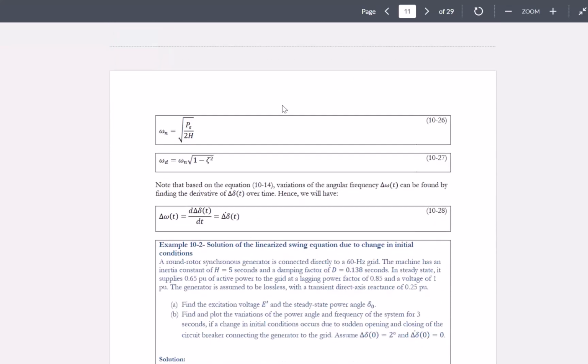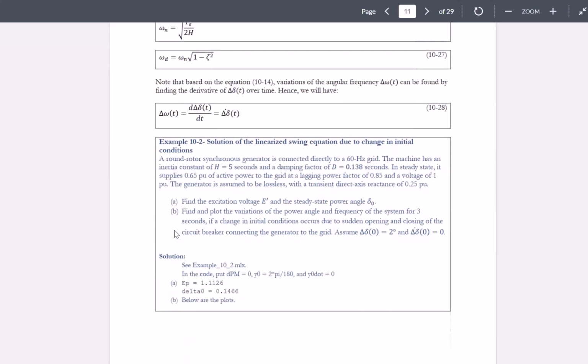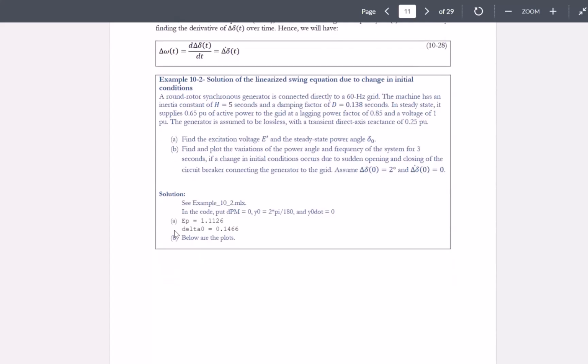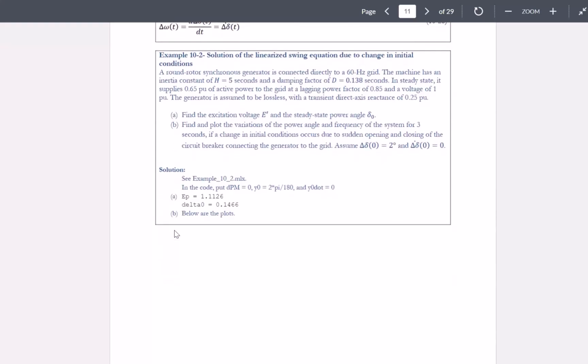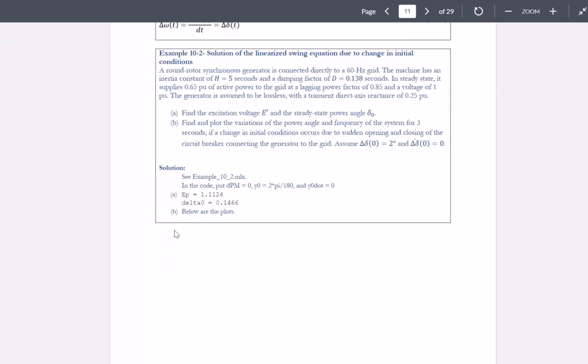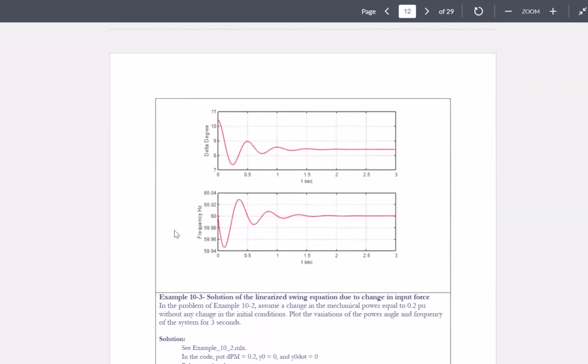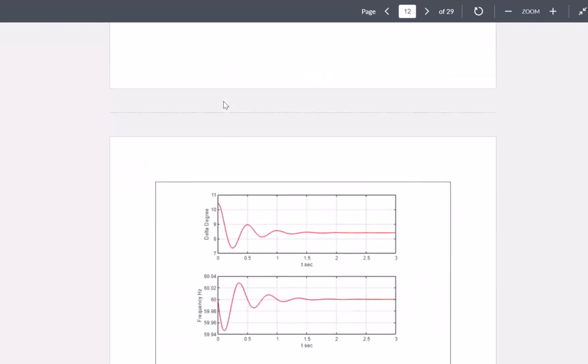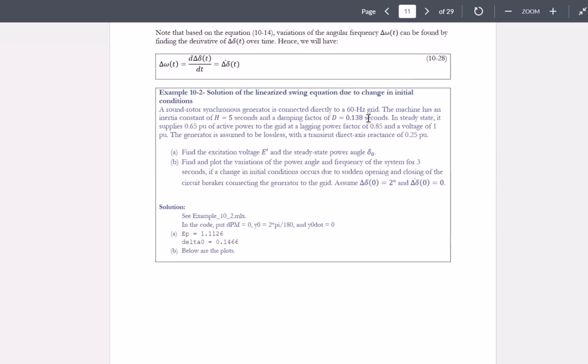Based off of that, delta omega can also be found based on the derivative of delta over time. And delta omega would represent the changes of frequency around its steady state value, which is 2 pi 60 for us. Then we did a solution of the linearized swing equation, and we could see that the response for delta and frequency, F, could be found based on these plots. This is when there is only a change in initial conditions and there is no external force.